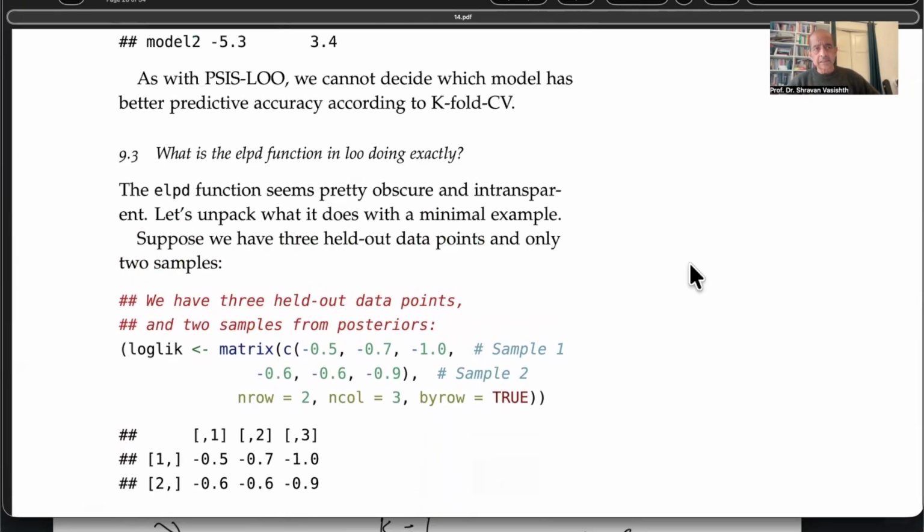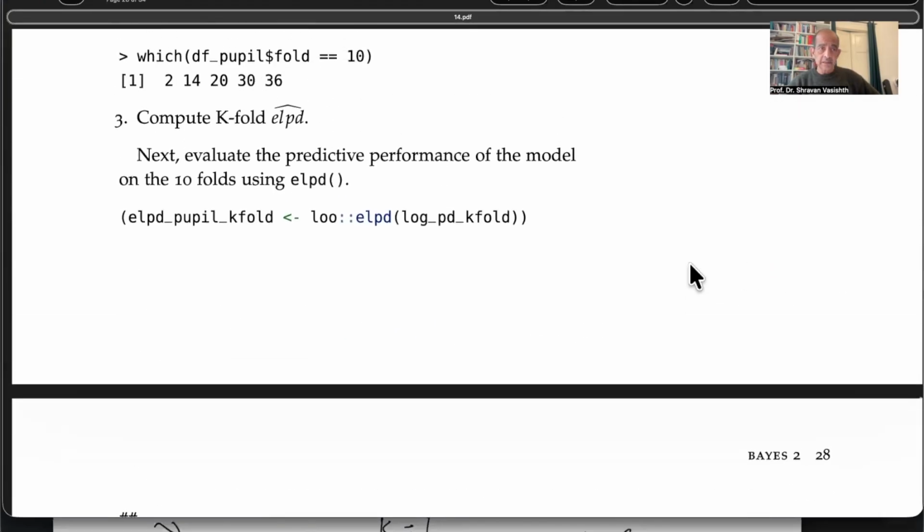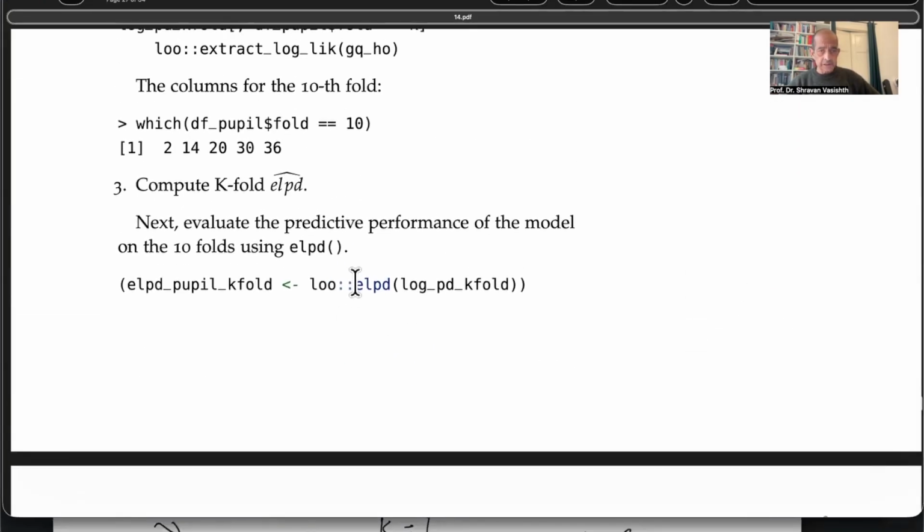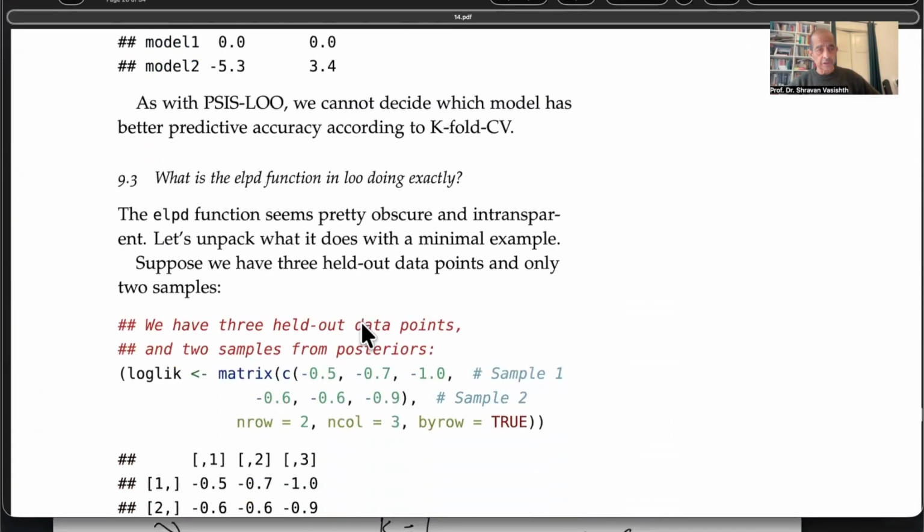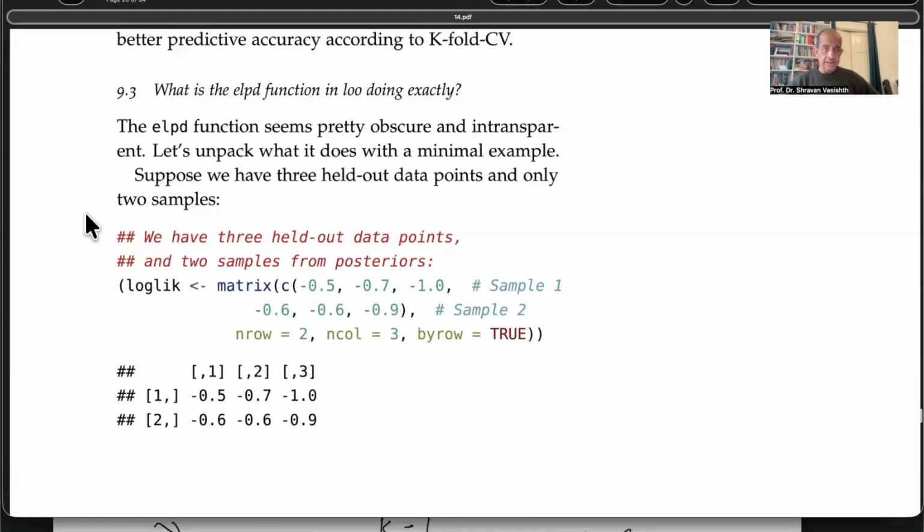So now the question should arise in your mind, what is this obscure function ELPD doing? So what I'm going to do is write this function out myself, just to demonstrate what it actually does. So that's this section here. So let's start by creating an artificial example, okay? I'm going to assume that I have only 3 held out data points. These are just hypothetical numbers, not real data, of course. And let's assume that we have a ridiculously small number of samples from the posteriors, 2 samples. So it's a 2 by 3 matrix, sorry, that contains the likelihood.